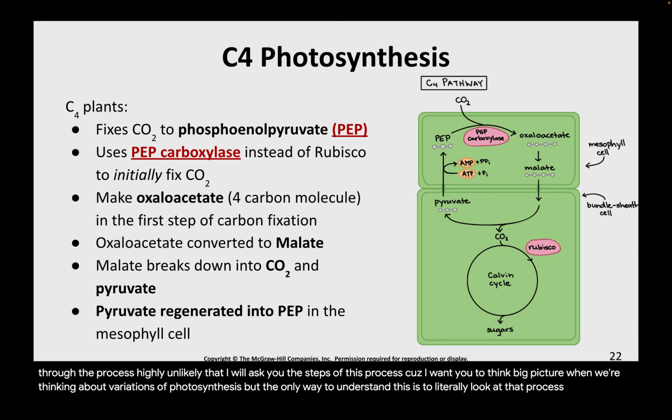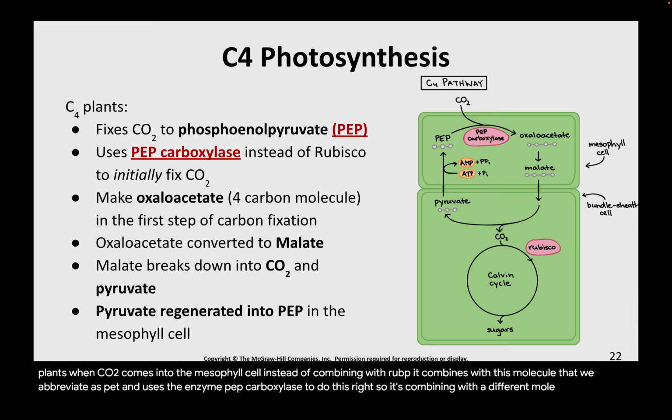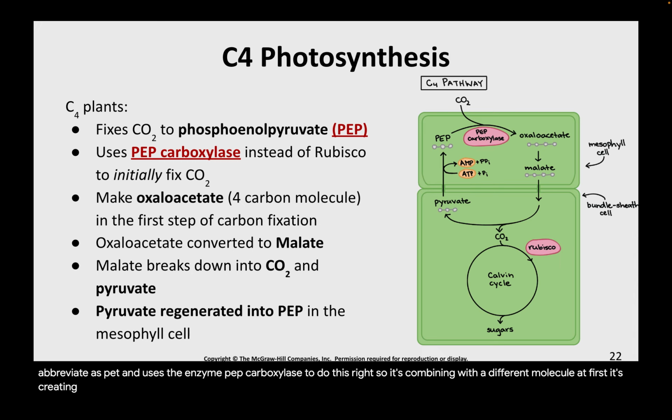So, in C4 plants, when CO2 comes into the mesophyll cell, instead of combining with RuBP, it combines with this molecule that we abbreviate as PEP and uses the enzyme PEP carboxylase to do this, right? So it's combining with a different molecule at first. It's creating oxaloacetate, right? Again, that should sound familiar. We've heard about this when we talked about the Krebs cycle. Oxaloacetate will convert to malate, and malate is going to move into the bundle sheath cell.